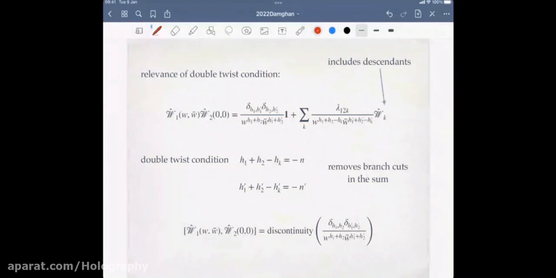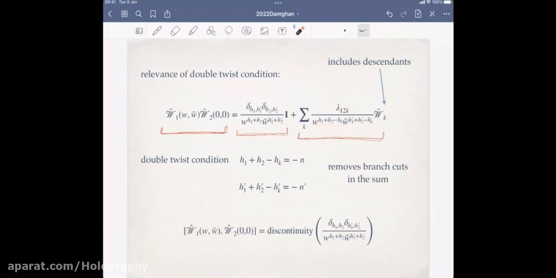So what's the relevance of this double twist condition? If I look at the operator product expansion of two boundary fields, so I'll bring W1 hat and W2 hat close together, then I'll get a contribution from the identity. That's the fact that they could have a 2-point function. And then there'll be a whole bunch of other possible primaries and descendants that show up in that OPE as well. But because of the double twist condition, the exponents here are very highly constrained, right?